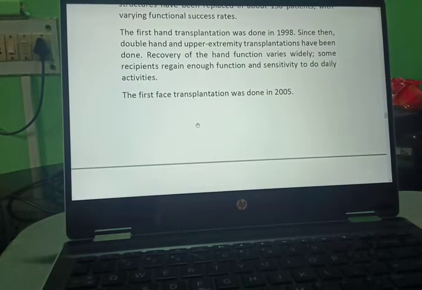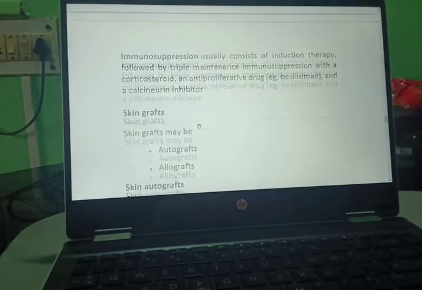Since then, double hand and upper extremity transplantation have been done. Recovery of the hand functions varies widely. Some recipients regain enough function and sensitivity to do daily activities. The first face transplantation was done in 2005.